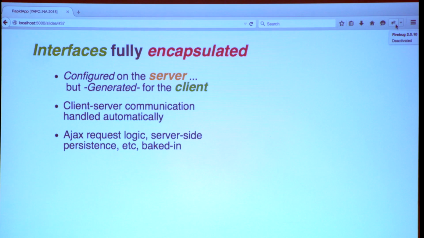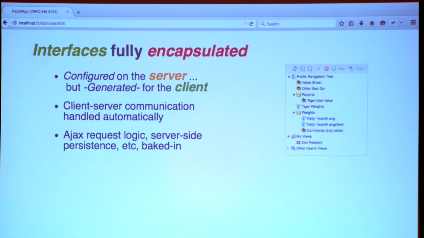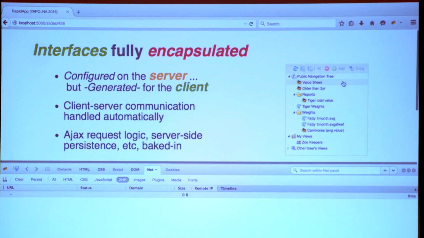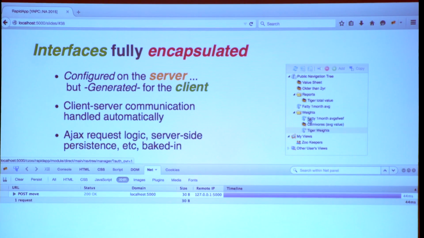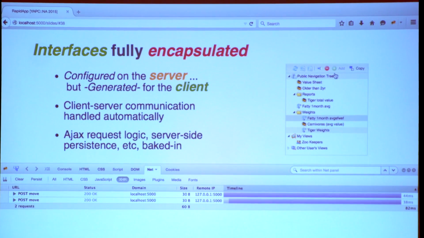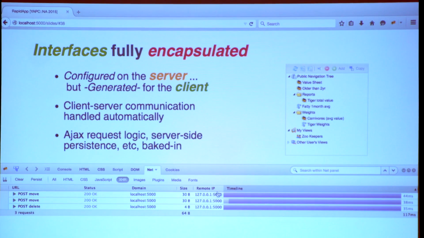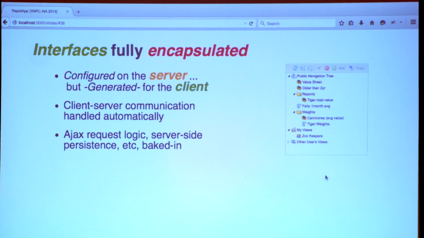So if we were to take, for instance, our tree example, if we were to fire up Firebug and start making changes, we see that each one of these edit changes is generating an AJAX request to the server, and all that is handled automatically.